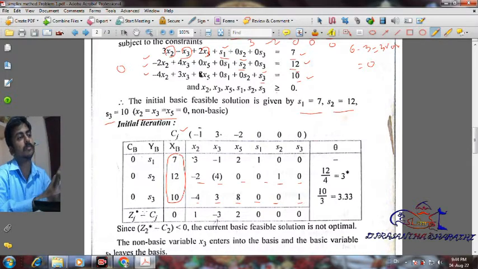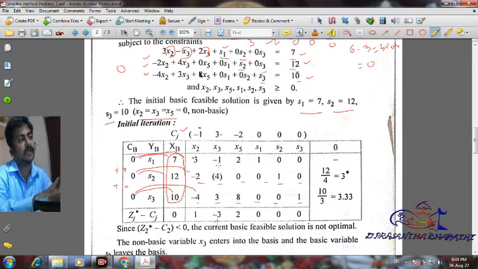Okay, now zj star minus cj star has to be calculated. So for this we multiply 0 on the 7, 0 on the 12, and 0 on the 10, and we add all the values, and we are getting only 0. To calculate the remaining zj star minus cj values, we multiply once again 0 into 3, 0 into minus 2, and 0 into minus 4, and all this has to be added and will give only 0, and after that we have to subtract this cj.